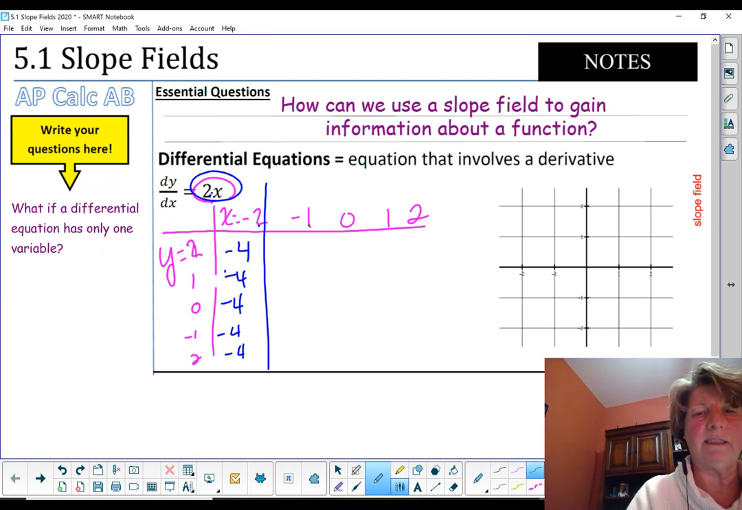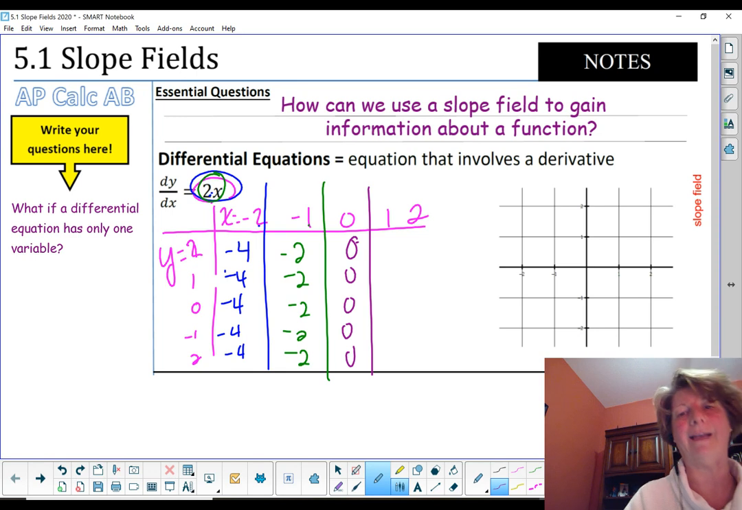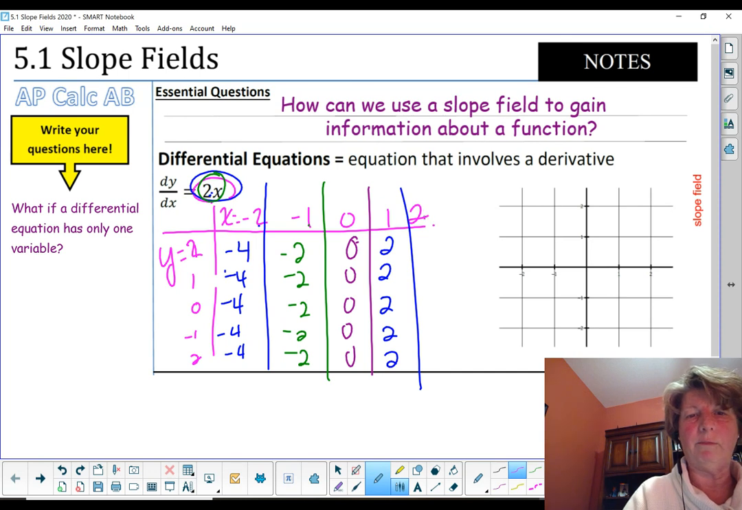Then, when x is -1, I'd have 2 times -1, which would give us -2 in all these spots. Next, when x is 0, well, 2 times 0 is going to be 0. And back to x being 1, that'll give me a slope of 2, no matter what y value it is. And then when we're at +2, we'd have a +4 slope.